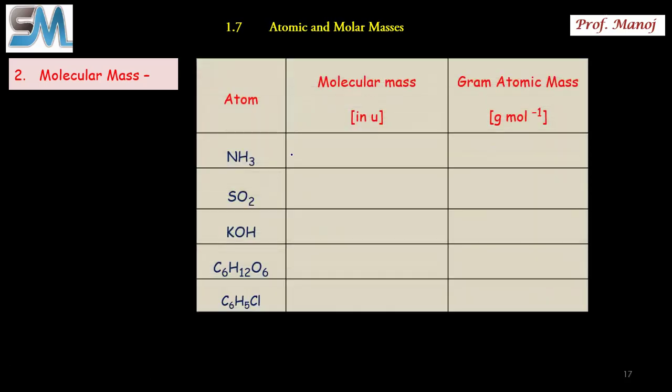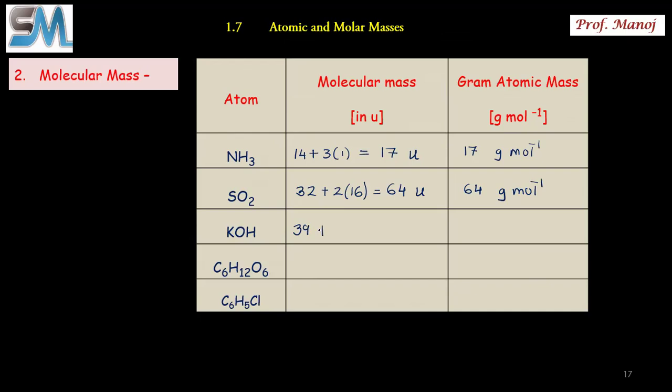Going ahead, some more practice. Nitrogen 14, hydrogen 3 into 1, that becomes 17 U, 17 gram per mole. Sulfur 32, oxygen 2 into 16, that's 32. So it becomes 64 U, 64 gram per mole.